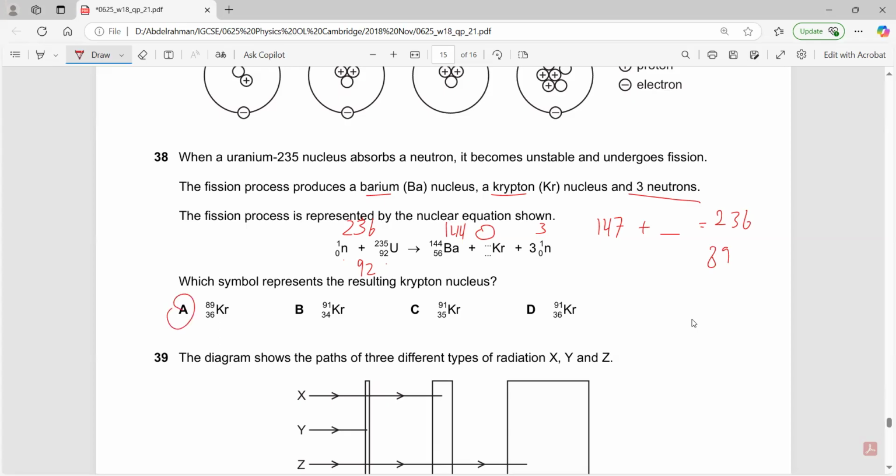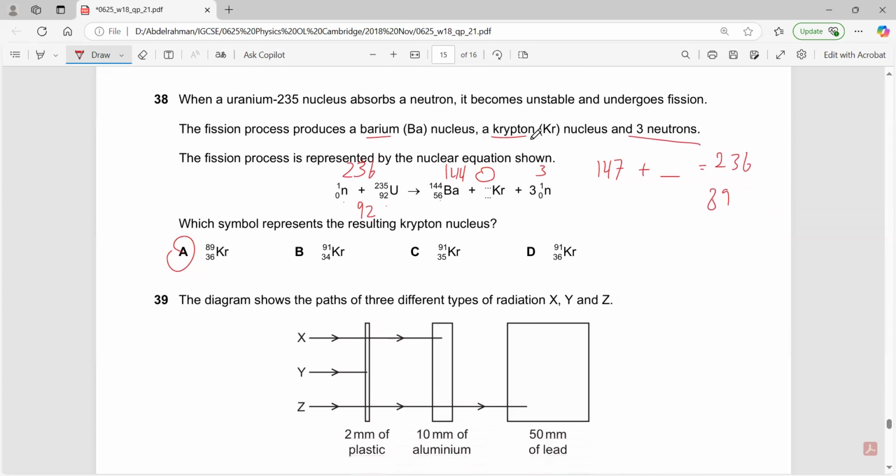The same goes for the atomic number. The total atomic number should be 92. 56 plus what would give you 92? 56 plus 36. So the only answer is A. The correct answer is A.